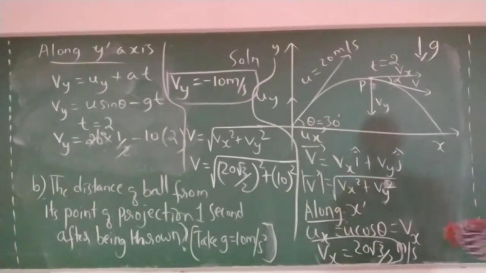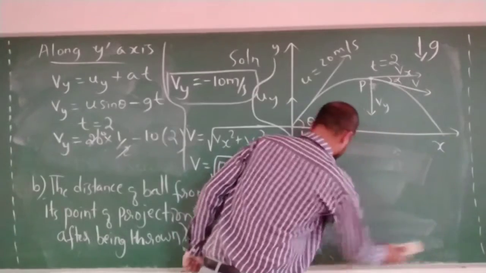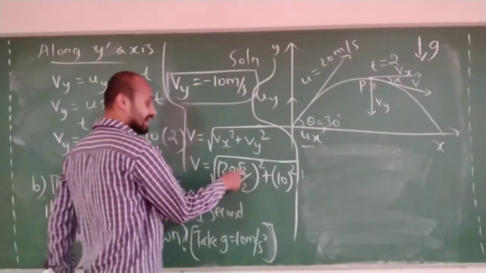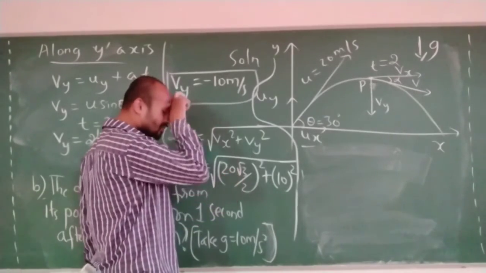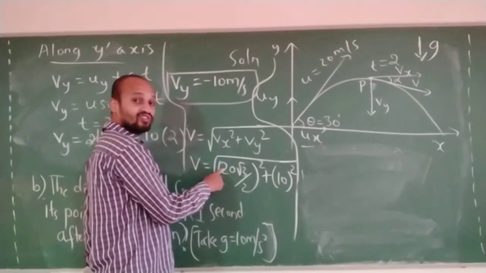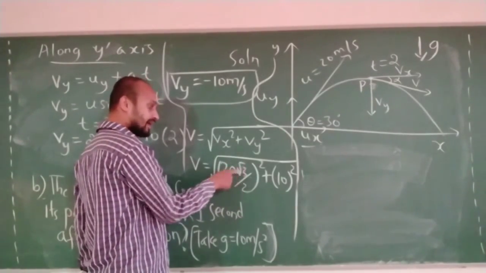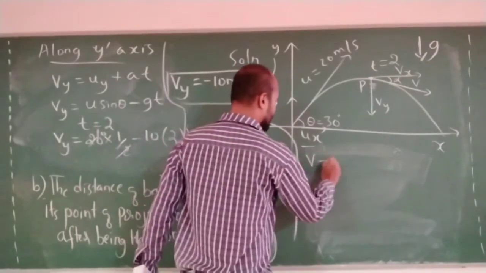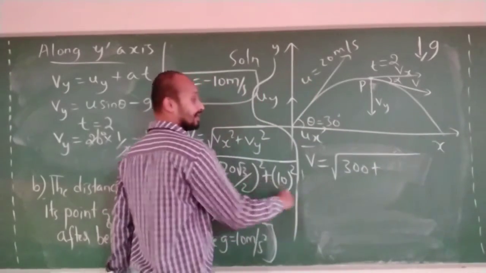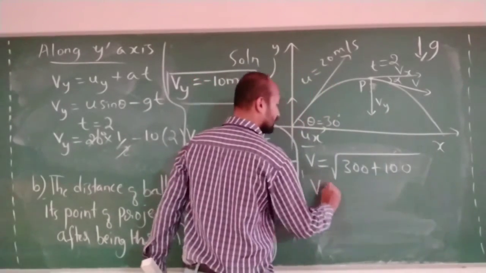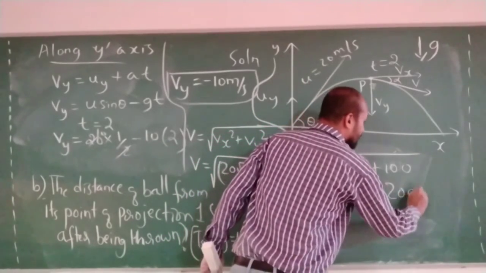Correct, no? How much will it be? Root 3 square is 3. 20 square is 400. 400 divided by 2 square, which is 4. This will become 3 into 100. So here V will become root of 300 plus 100. V is equal to root 400. How much? 20 meter per second.